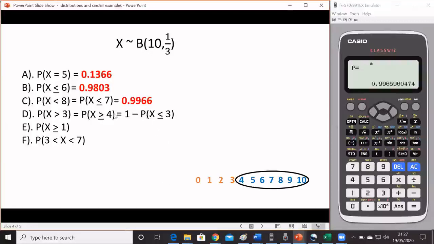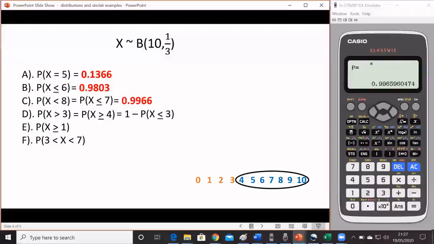Okay, so look at this diagram. If probability x is bigger than or equal to 4, it means we want to add up all those probabilities. Okay, all the blue ones. So 4, 5, 6, 7, 8, 9, 10. I want probability x is 4, 5 up to 10. I want the entire probabilities added up in that oval.